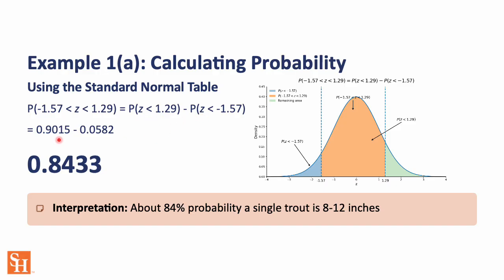Now from that we have to subtract this area, and from the z table you can find this area, which is 0.0582. That gives us the probability 0.8433. What would be the interpretation of that? The individual probability that a trout length will fall between 8 and 12 inches is 0.84. That means about 84% probability that a single trout length will be between 8 and 12 inches, right? I think now it is clear to all of you.